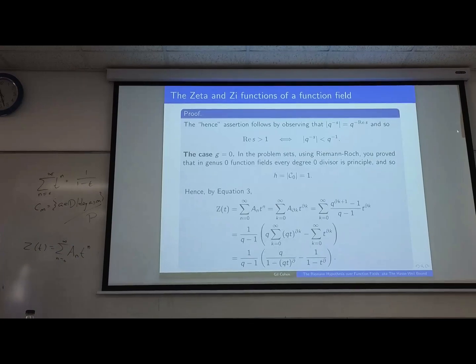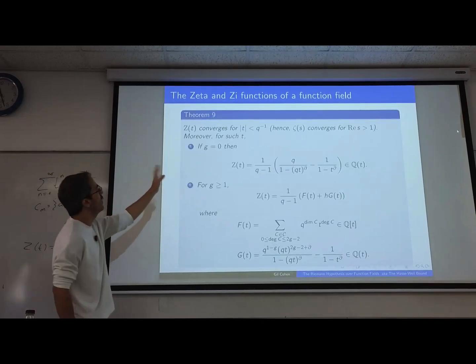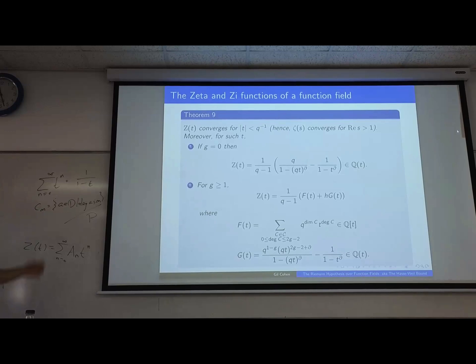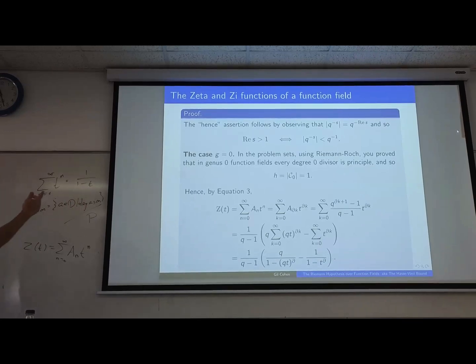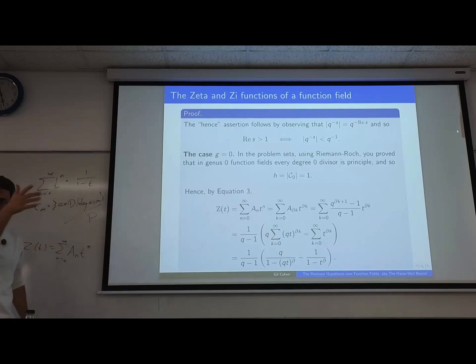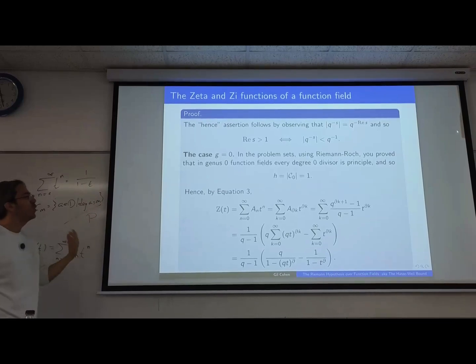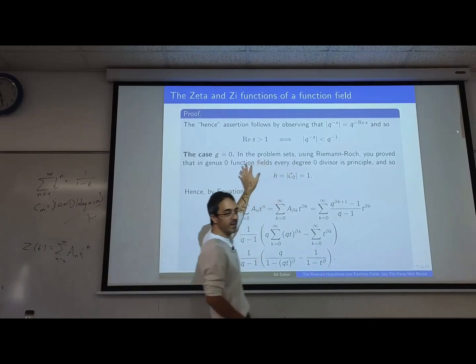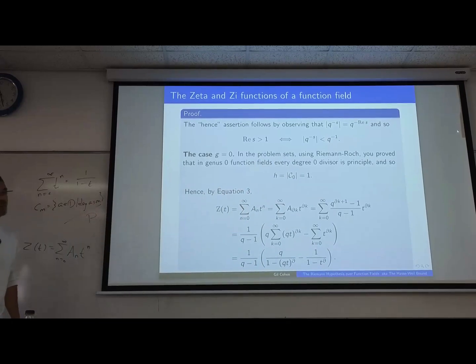Why is it true? Let's do it. First of all, I said that it converges for t smaller than 1 over q, and therefore zeta converges for the real part of s larger than 1. Don't worry too much about it. It's just because t is q to the minus s. So the size of q to the minus s is q to the minus the real part of s. If you don't know complex analysis much, then you need to remind yourself of these things. But just saying that t is smaller than 1 over q is exactly the same thing as saying that the real part of s is larger than 1. Right? The imaginary part doesn't affect the size, just the angle. But don't worry about that.